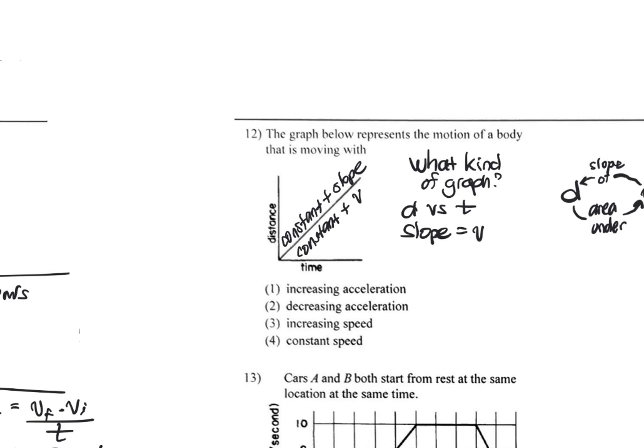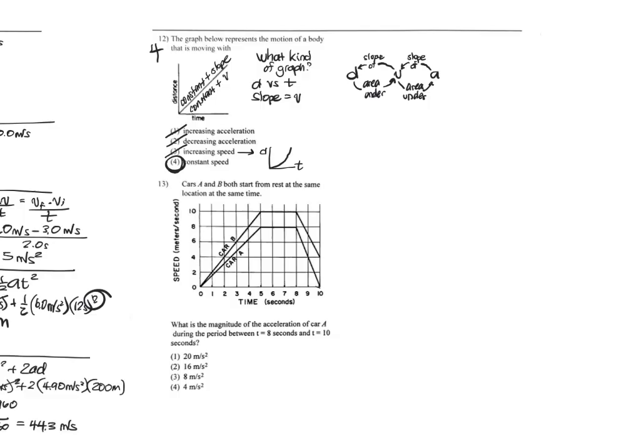So we are not accelerating. The acceleration is not increasing. There is none. It's not decreasing. There is none. The speed is not increasing because we are not accelerating. The speed is constant. Choice 4. If I had increasing speed, the slope would need to be increasing, and then I would have a curve on that.